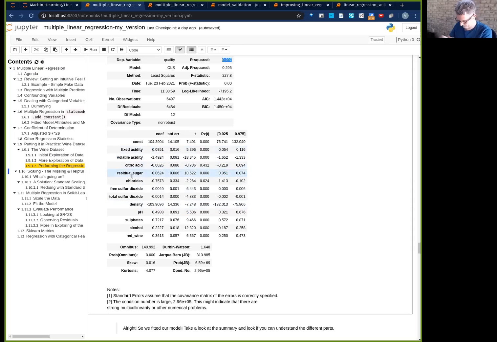There are also things we call interacting features. This is something we might talk about today. For example, maybe if something has a really high residual sugar, I think in this case it actually goes up.